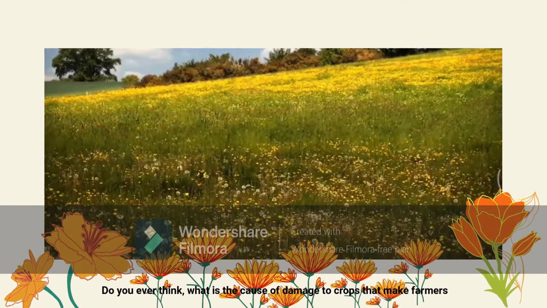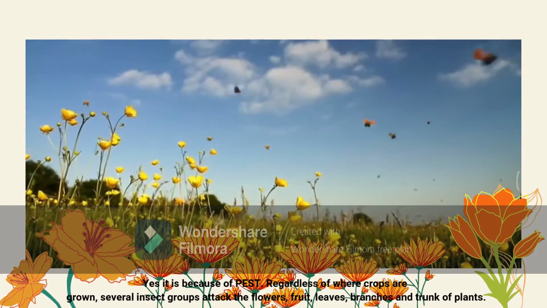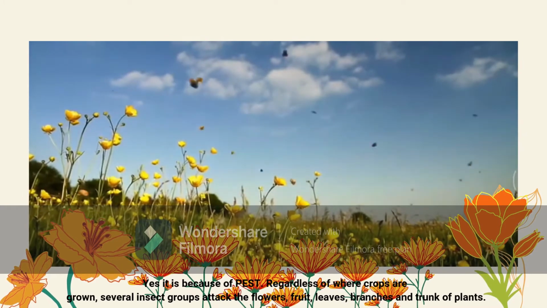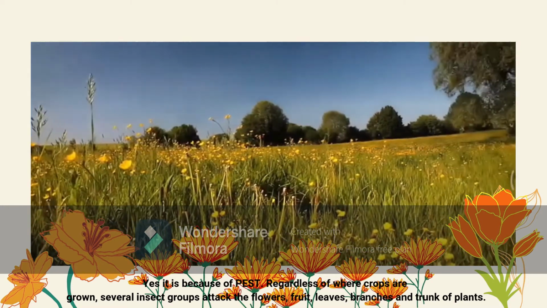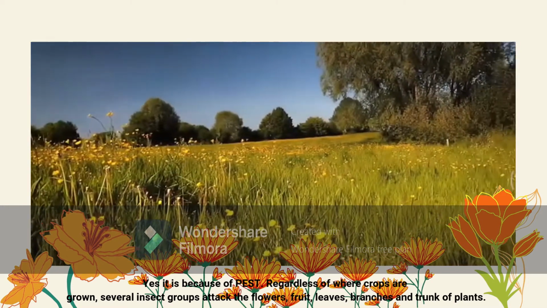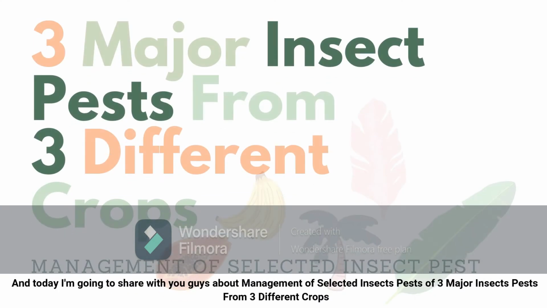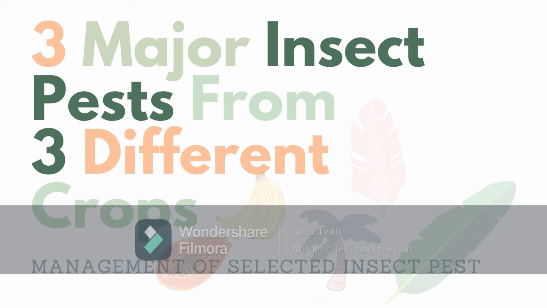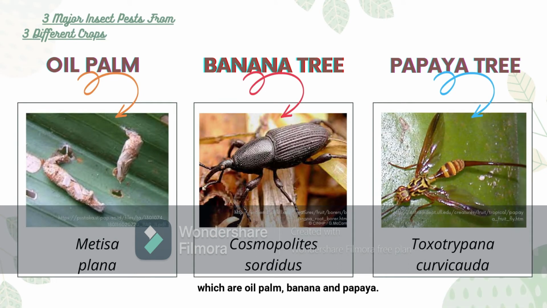Ever think what is the cause of damage to crops that make farmers face loss? Yeah, it is because of pests. Regardless of where crops are grown, several insect groups attack the flowers, fruit, leaf, branches, and trunk of plants. And today, I'm going to share with you guys about the management of selected insect pests of three major insect pests from three different crops, which are oil palm, banana, and papaya.